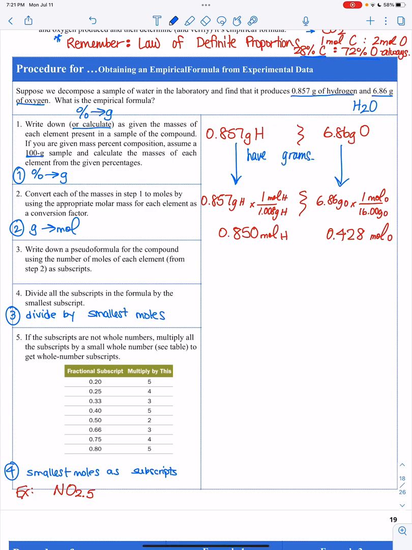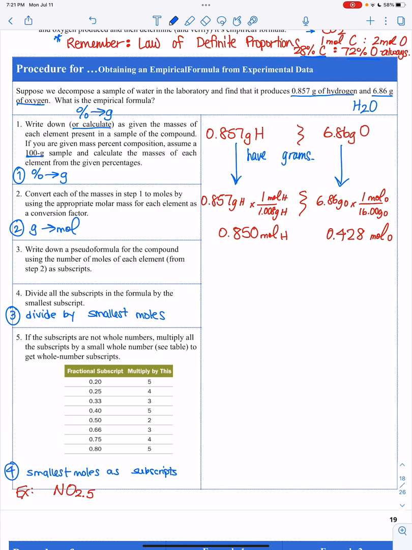Step 2. And don't be confused by this percentage. I wasn't given percentage. I could say I have 11.1% hydrogen and then 89% oxygen, and then I'd be doing something else. But I don't have that. I'm going to go back to the masses that I have.